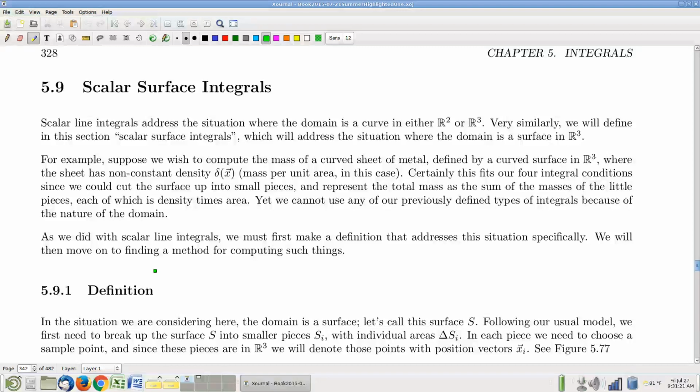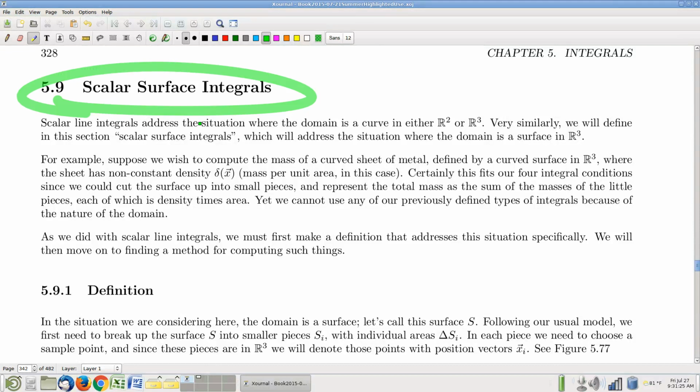Okay, so here's where we were last time. We were talking about scalar surface integrals. We had just gotten through talking about scalar line integrals. Let me remind you of what makes these interesting.